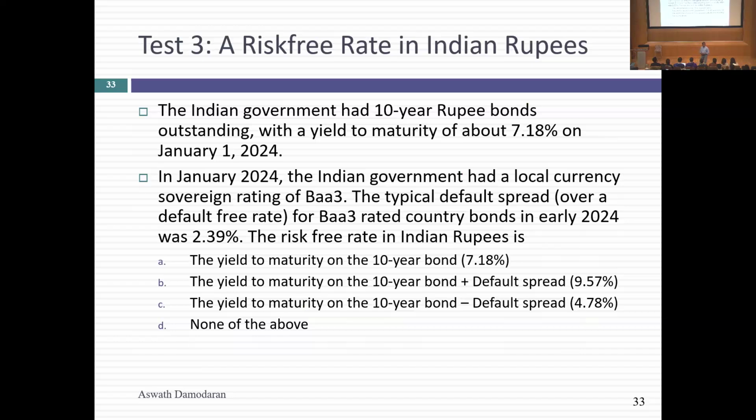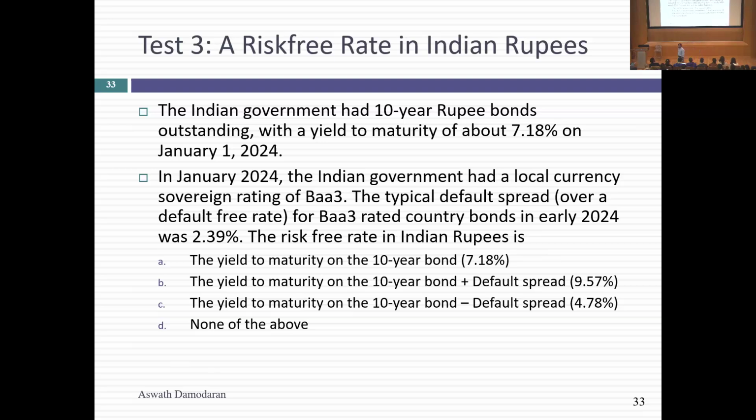Now let's make things messier. We're going to be valuing some Indian companies, and I want to value them in Indian rupees. I want a risk-free rate in Indian rupees. It's going to get tricky. I go find an Indian government 10-year bond denominated in rupees. The rate at the start of 2024 on that bond was 7.18%.